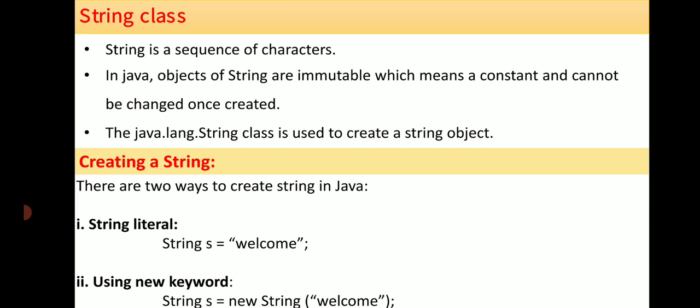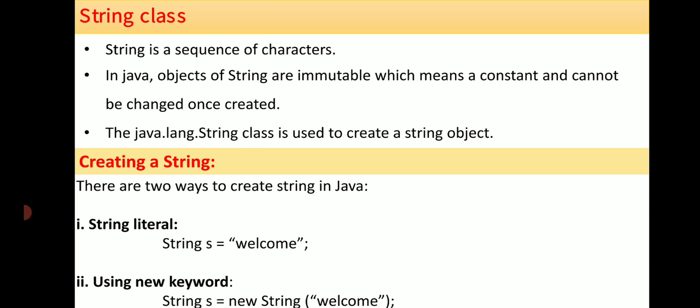Literal means a constant. You know that when we write a single character, we write it inside single quotation marks, but if it is a string, we always have to enclose it inside double quotation marks. So String, where the S should be capital, s is equal to the literal, which is a constant. So that's why you have to provide it inside double quotation marks and end with a semicolon.